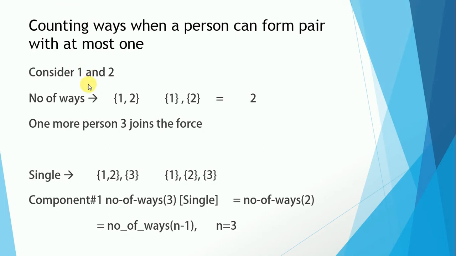For example, if there are 2 people, 1 and 2, they can form a pair with each other or they can stay separated. Hence, there are 2 ways in which they can either pair up or stay single. These are the 2 ways you can see.